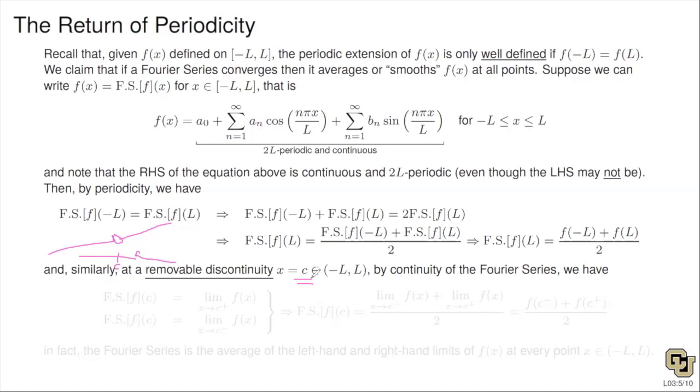And so now we're going to play sort of the same game. Last time we used the periodicity. This time we're going to use the continuity. So remember, the Fourier series is continuous. So the Fourier series of f at C can be seen as the limit of f of x as x approaches C from the right. So that's this limit here, from the right. And it's a removable discontinuity, so the limits from the left and the right are actually equal. So the Fourier series of f at C can also be seen as the limit from the left.